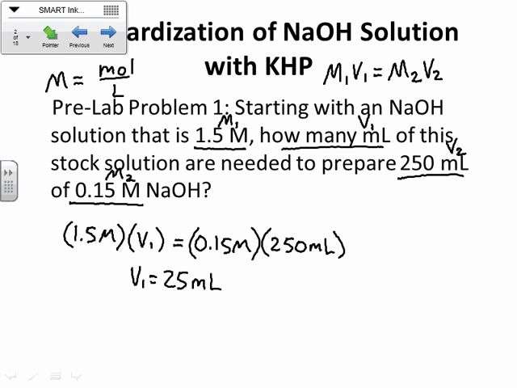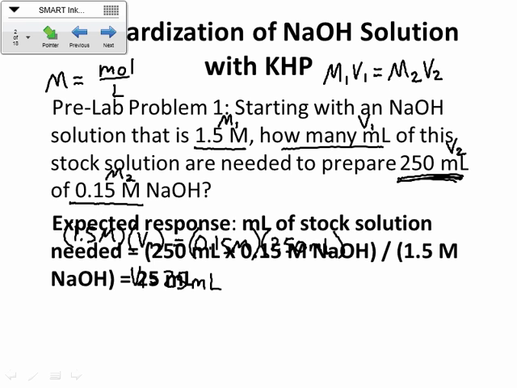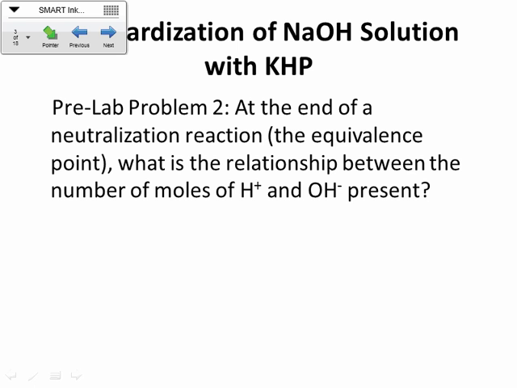The important part is understanding what that's telling me. I need to add 25 milliliters of the initial solution and then dilute that, adding water until I'm up to 250 milliliters, and that will give me the 0.15 molar solution that I need. So that's how that one works. Oh yeah, I forgot the answers are on here. I'll work it out this way because I think it's better if you see it being worked.